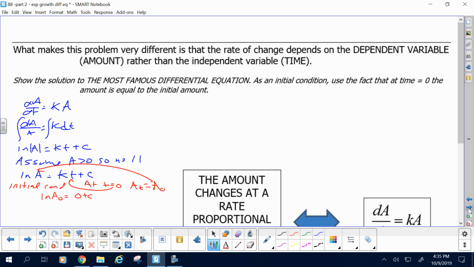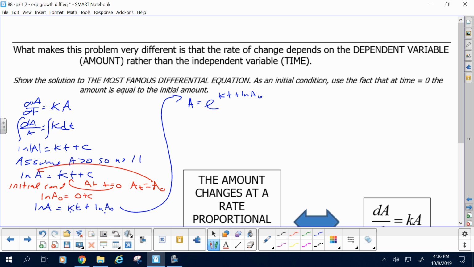Now, if I go back to my equation with that c in, natural log of A at time t equals kt plus log of A initial. Let's continue up here. Now let's solve for A. If I exponentiate, A equals e to the, when you exponentiate, it has to be a whole side, not a term here and a term there. So it's e to the whole side.